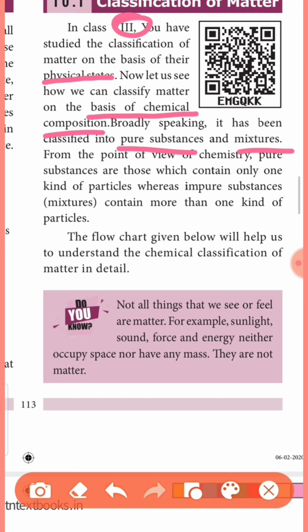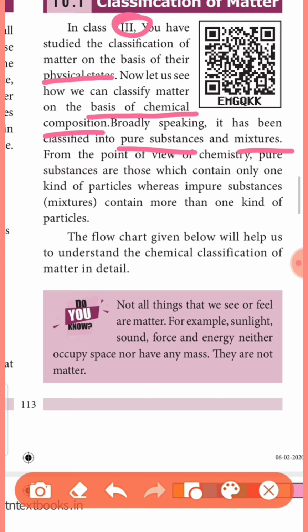From the point of view of chemistry, pure substances are those which contain only one kind of particle, whereas impure substances, that is called mixture, contain more than one kind of particle. So the same kind of particle will result in a pure substance. If matter consists of more than one kind of particle, it is called an impure substance. It is nothing but a mixture. So there is a flow chart that shows you about pure substance and mixture.